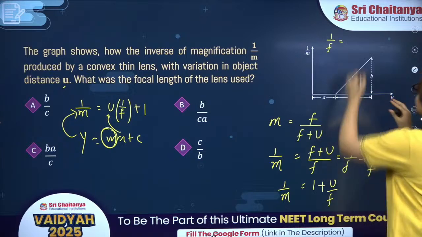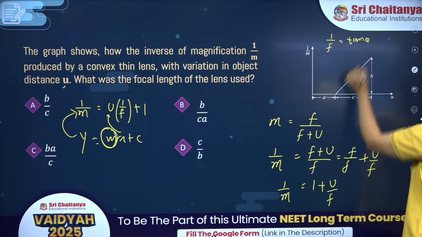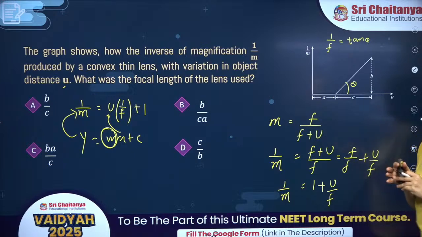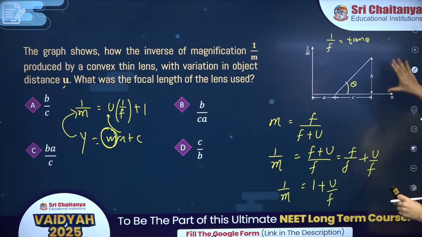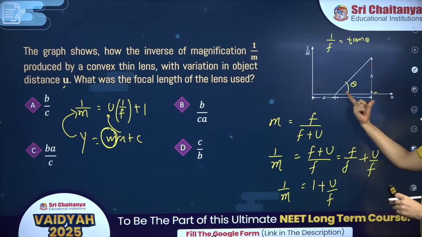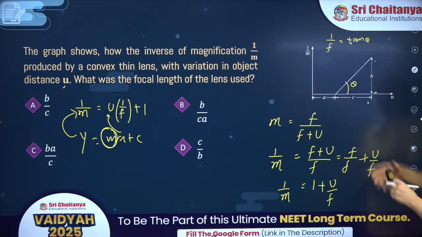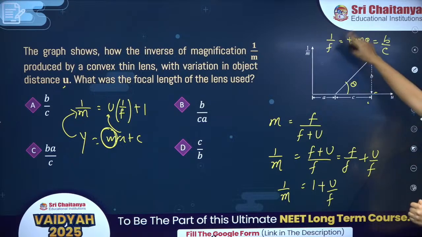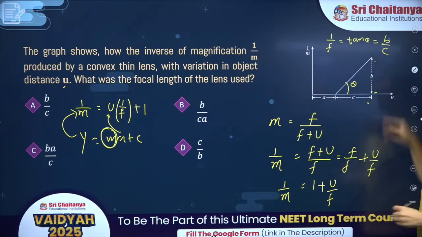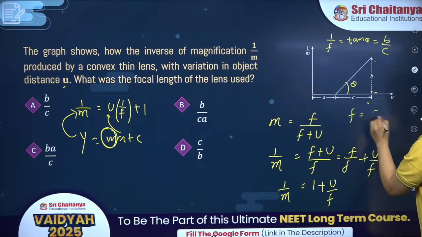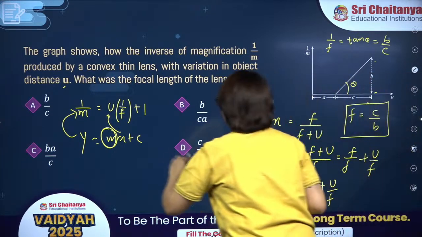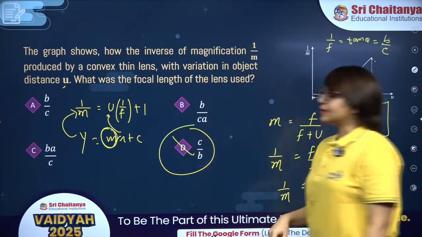What is the slope? Tan of theta. This is theta. So tan of this theta is equal to slope. Now over here, if you find the tan theta, it is perpendicular divided by base. Perpendicular is B, base is C. So 1 upon focal length is B upon C. So focal length is C upon B, which is option D. So the correct answer is option D.